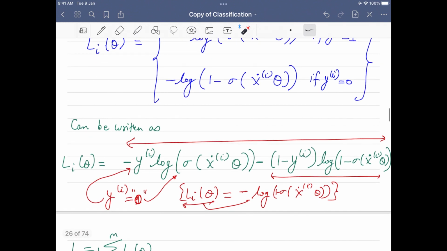So this is basically the combined loss function, for which I have individually explained the interpretation of the first part and the interpretation of the second part. If you have any questions here you can ask, otherwise I will move forward.